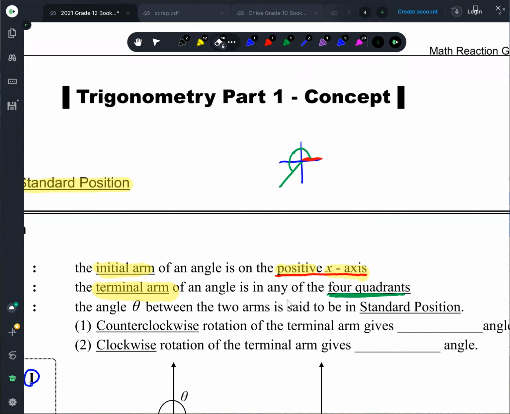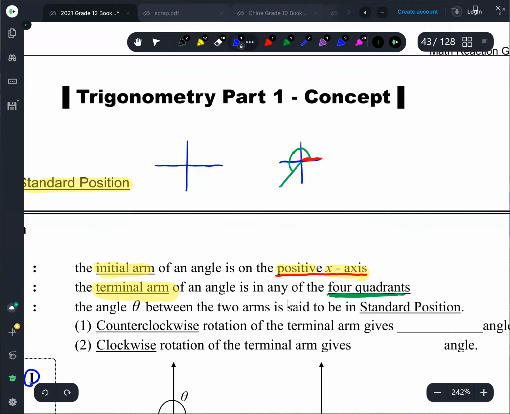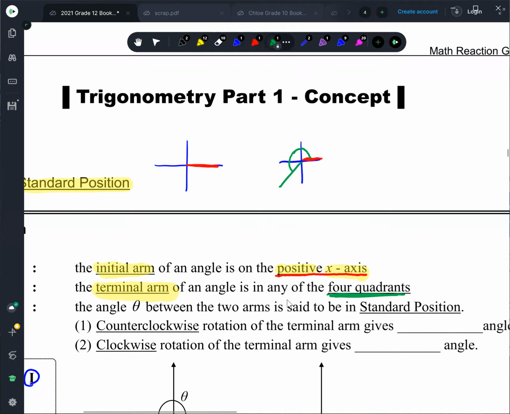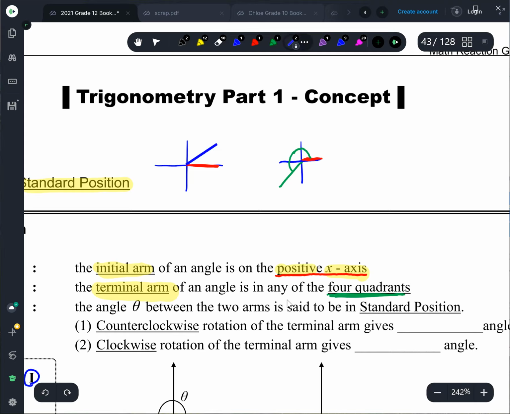Did you understand the two examples I said before? The initial arm and the terminal arm one? For example, if you start the angle here, you always start from the red one, right? Let me try to draw it this way. Use a straight line. You see the blue line is turning, like a clock.